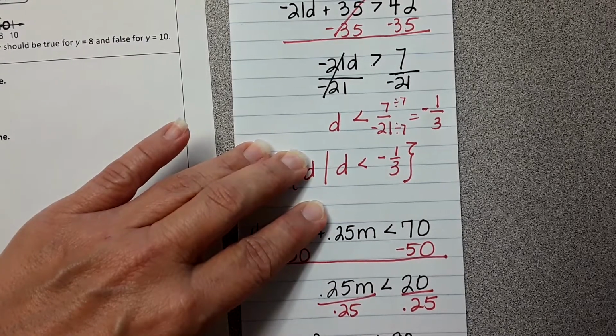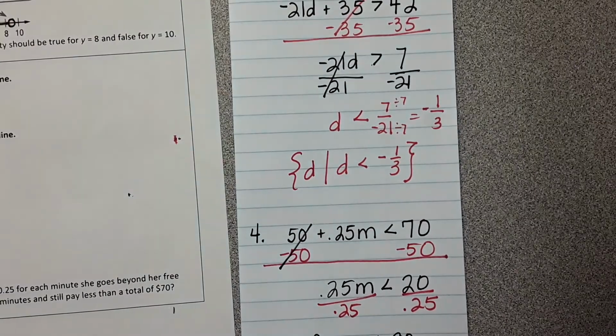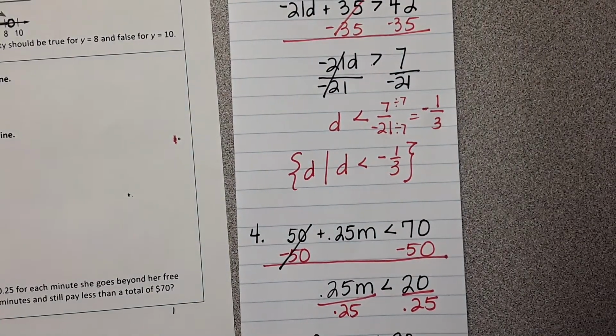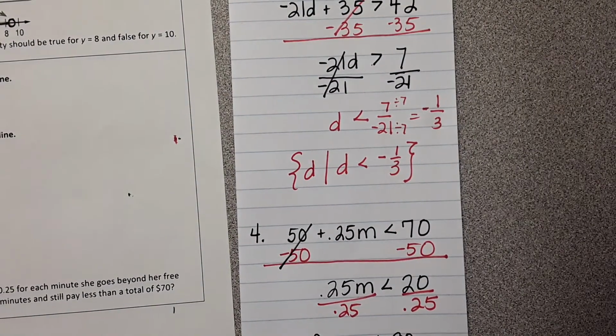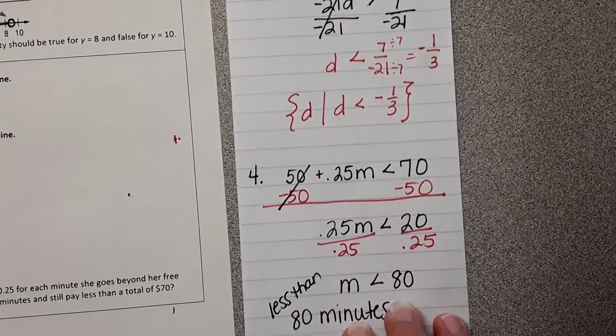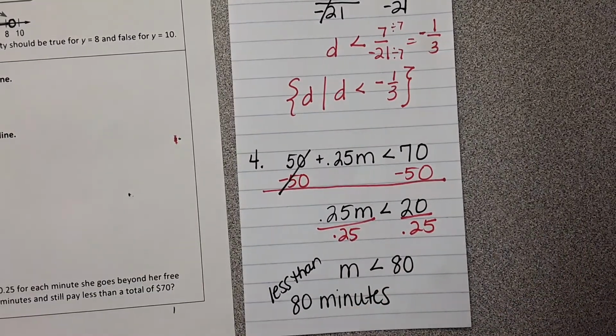Thank you. Less than 80 minutes. Okay, there is a study tip. Remember to reverse the inequality symbol if you're dividing by a negative number. And a positive number does not change anything. There's your final answer. It's less than 80 minutes. You should write it in a sentence.